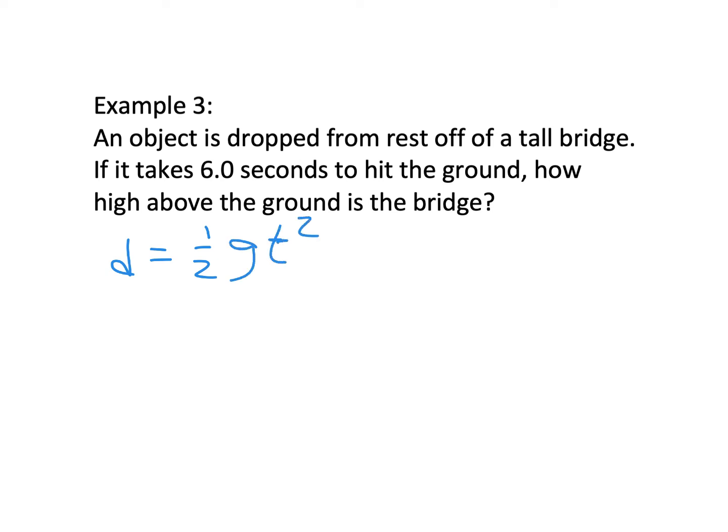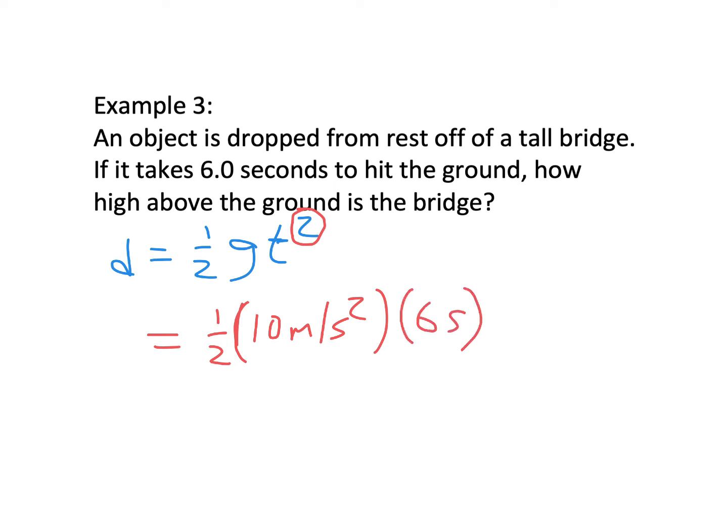And by the way, when people make a mistake with this kind of problem, usually they forget about that squared. Remember, t squared just means t times itself. And so we can plug all these values into our formula and say this is equal to 1/2 times about 10 meters per second squared, and then times t, which we're told in the problem is 6 seconds, squared. If I multiply all this out, I get 1/2 times 10 gives me 5.